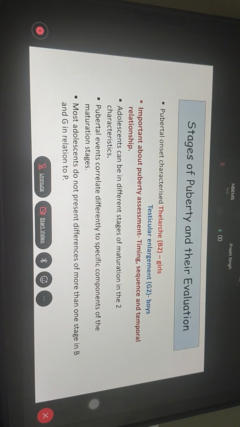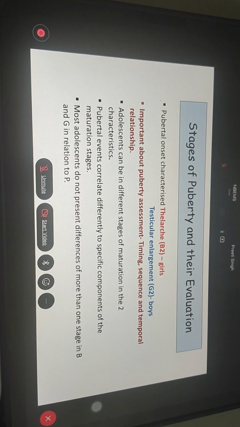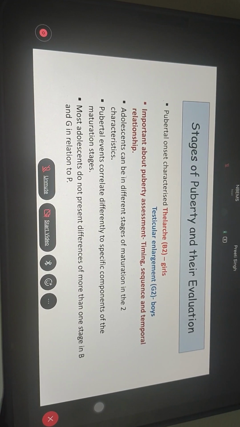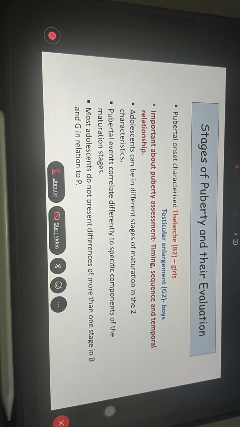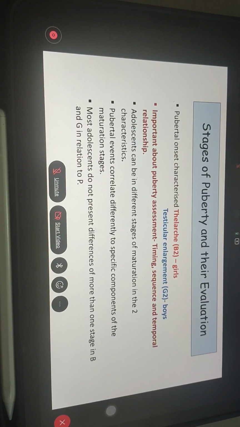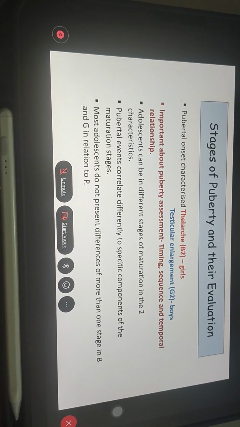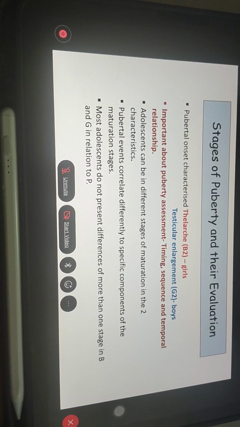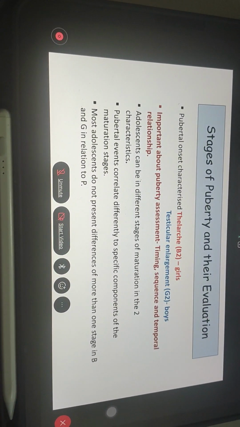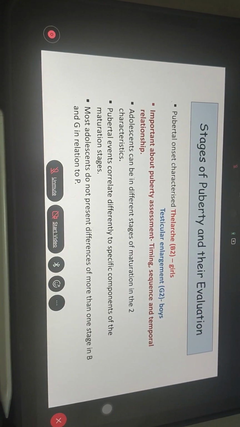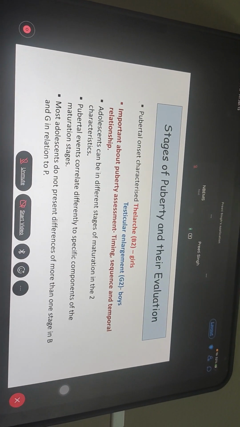Now, it is important to understand the timing of puberty, how the sequence of pubertal events follows, and what their temporal relationship is with each other. Adolescents can also be in different stages of maturation in any of the two pubertal characteristics. But what we need to remember is there shouldn't be a difference of more than one stage between breast development and pubic hair development, or between genital development and pubic hair development. So the events happen temporally and follow a predictable sequence. Yes, it can vary.